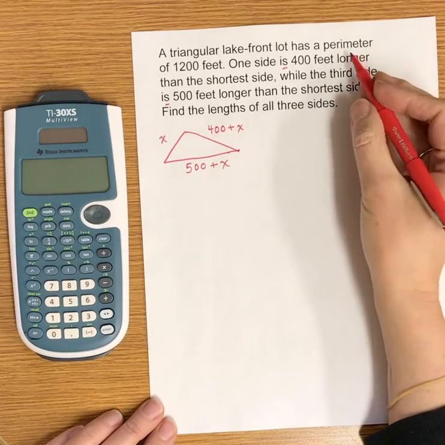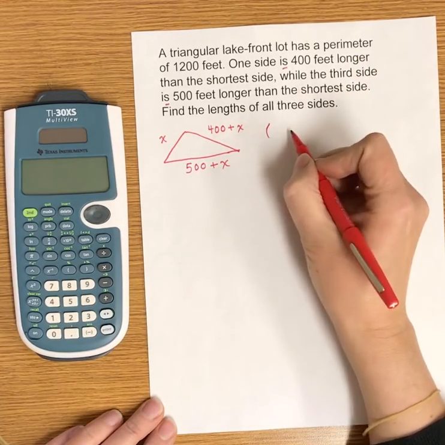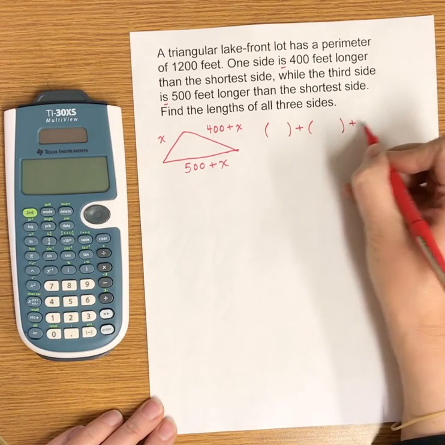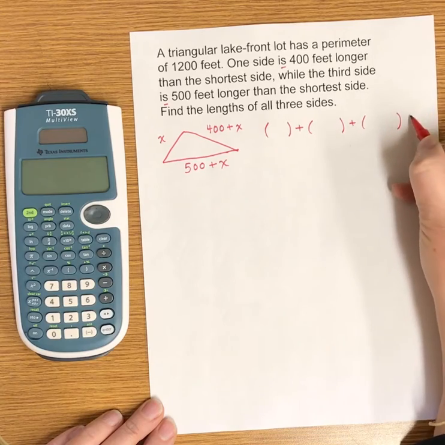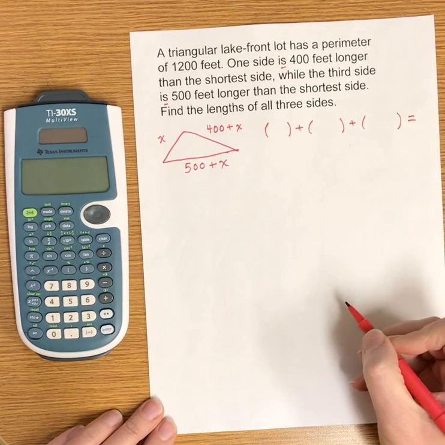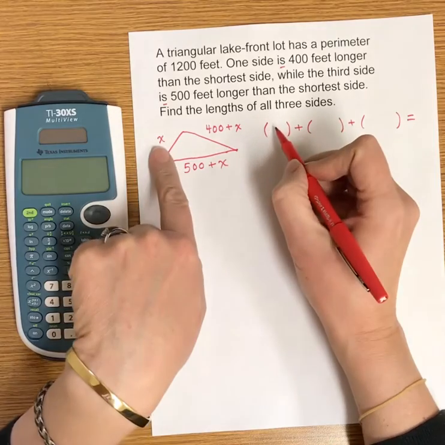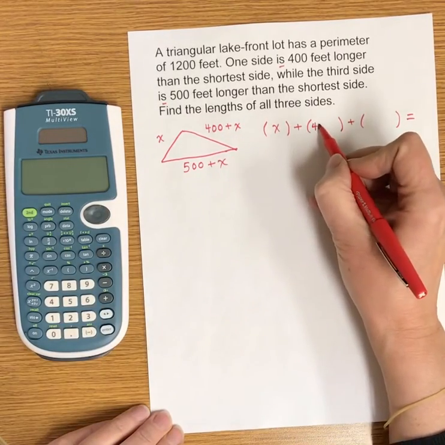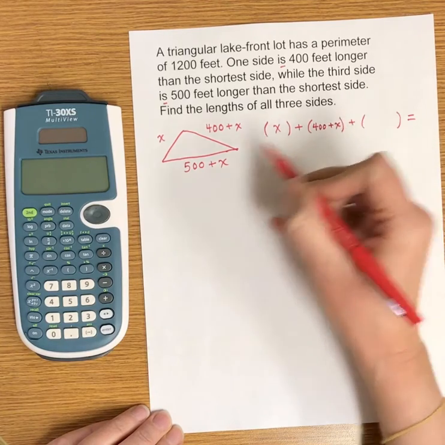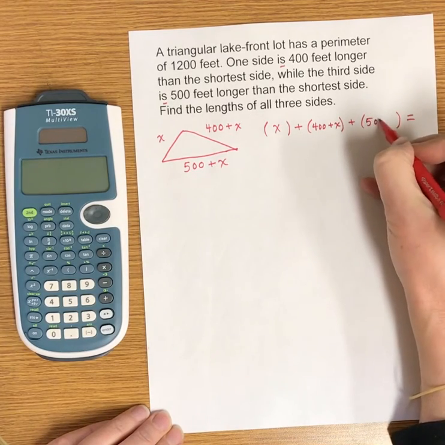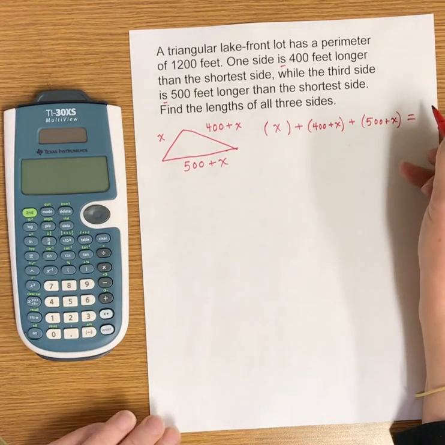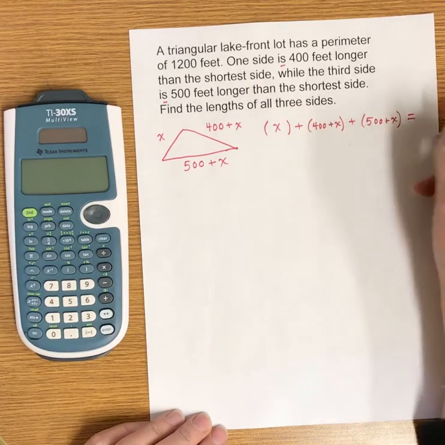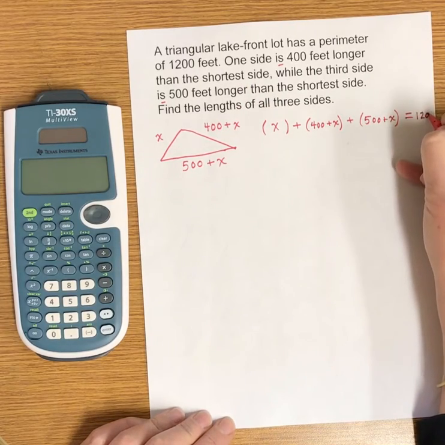Since we're also given the perimeter of the triangle, let's think about how we could add these three sides together to represent the perimeter and use that to make an equation. One of the three sides is the x, one of the three sides is the 400 plus x, and the third side is the 500 plus x. Since we know the perimeter of the entire lakefront lot is 1,200 feet, that should equal 1,200.